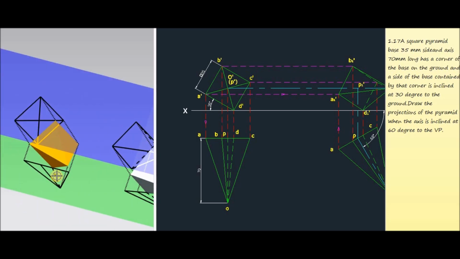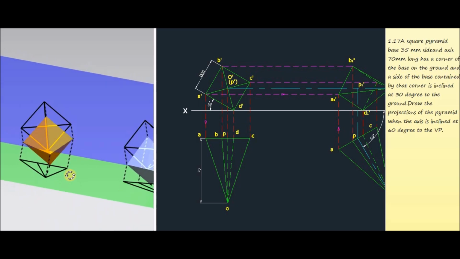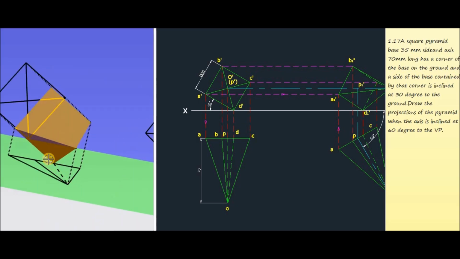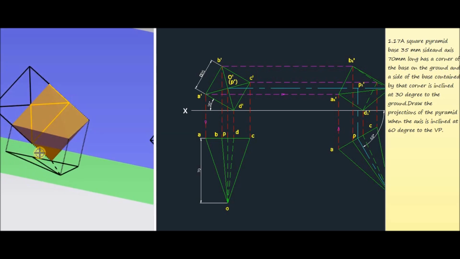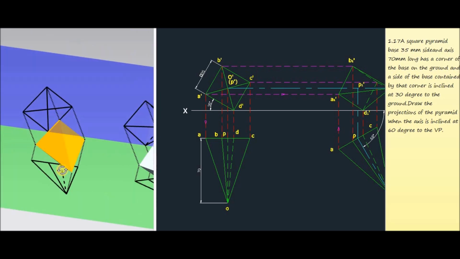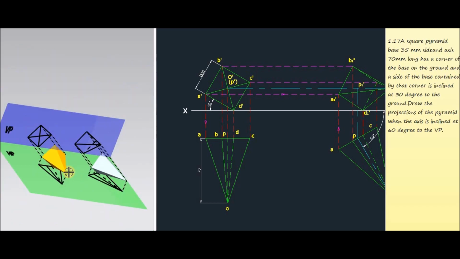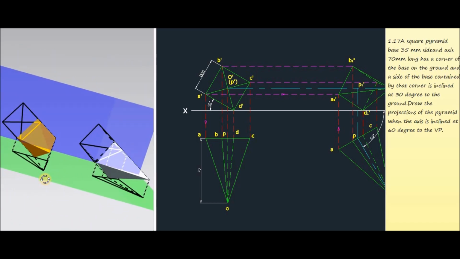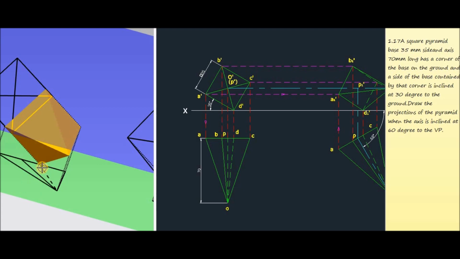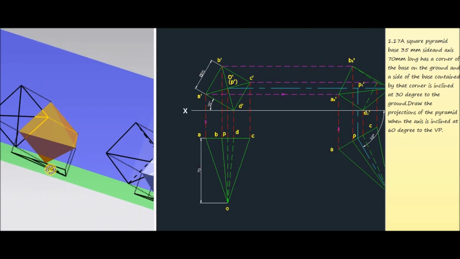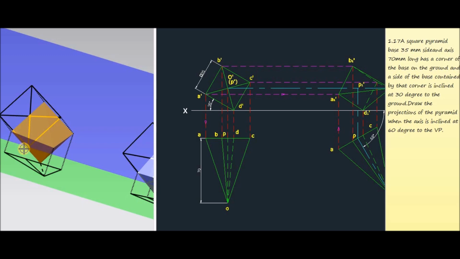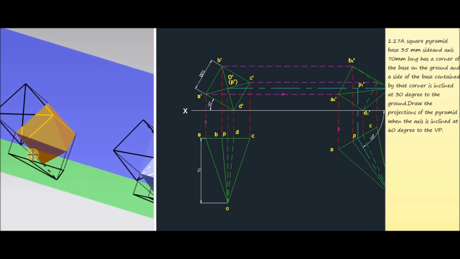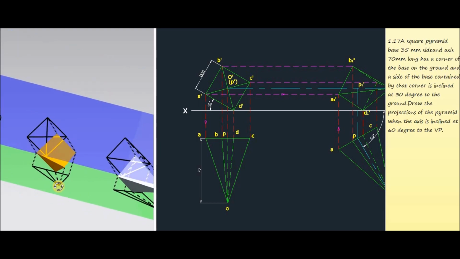So from this figure you can see that the square pyramid is resting on one of its base corners, and the base edge containing that corner makes an angle of 30 degrees in the initial condition. So this one is the first case. That means this square pyramid is resting on one of its base corners, here marked as point D, and one of the base edges containing that corner, that is AD, makes an angle of 30 degrees with the horizontal plane. This one is the initial condition.